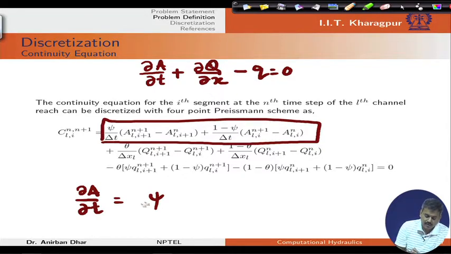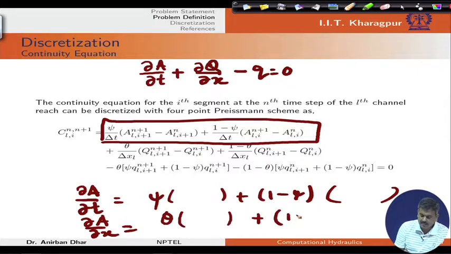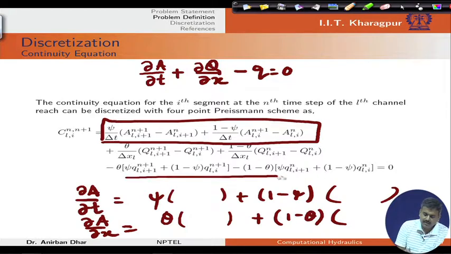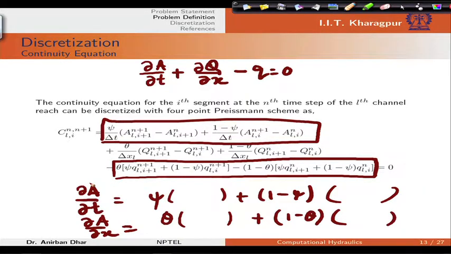Similarly, for del q, this is a weighted combination for del a by del t. For del a by del x, we have this theta weighted combination, 1 minus theta, and the last one is again our inflow parameter. We can again take a weighted value for this one. So, this is a discretization for the continuity equation.